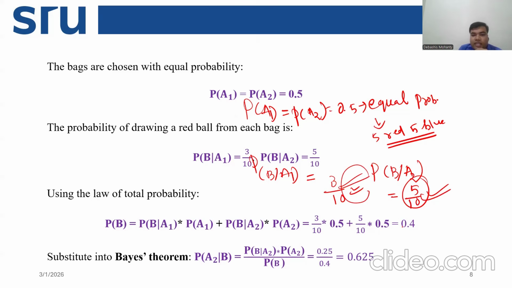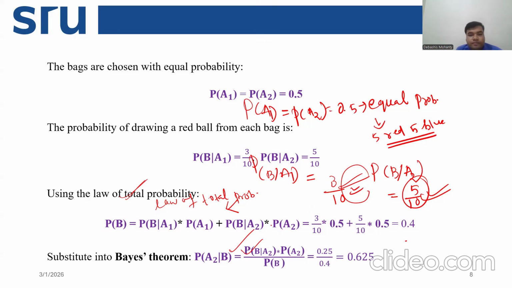Okay, students. Then we'll apply the law of total probability. This is very important for you. The law of total probability says that the probability of B equals the probability of B given A1 times the probability of A1, plus the probability of B given A2 multiplied by the probability of A2. That will give the value of the probability of B.